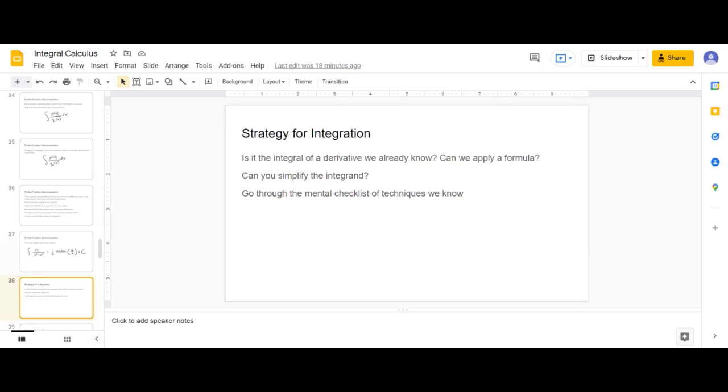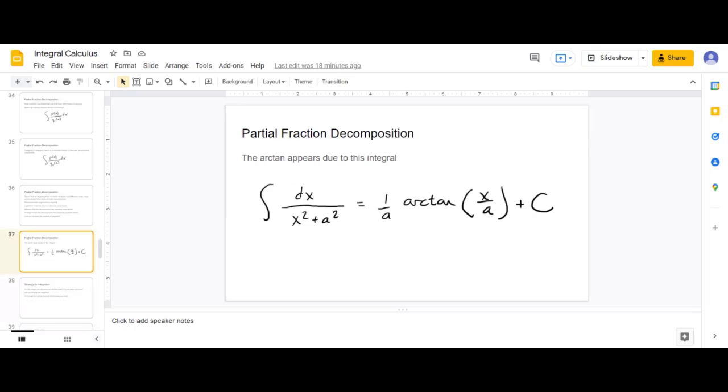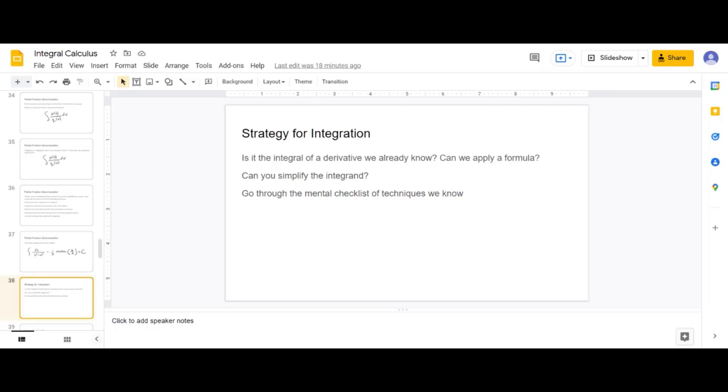Strategy for integration. This is chapter 7.5 in Stewart's calculus book. Is it the integral of a derivative we already know? If it's the integral of a derivative, then we would just take the function that we would differentiate as the antiderivative. Can we apply a formula is what that means. Is it something we already know? If not, can you simplify the integrand? What is the integrand? Someone tell me what an integrand is. Does anyone know what an integrand is? Yeah, inside, that's the integrand.